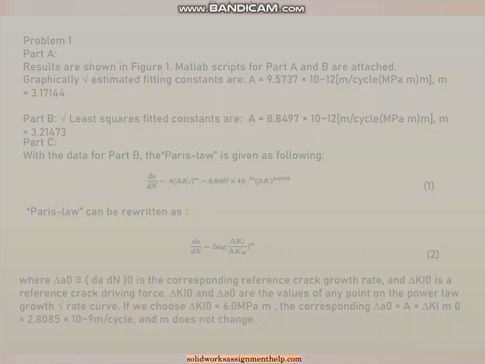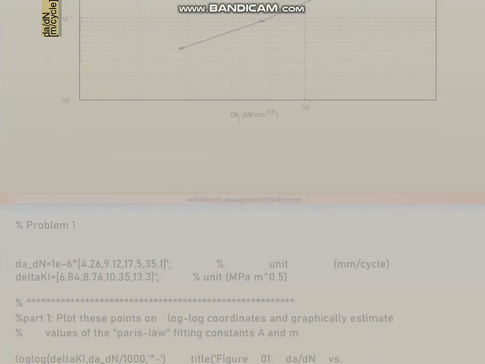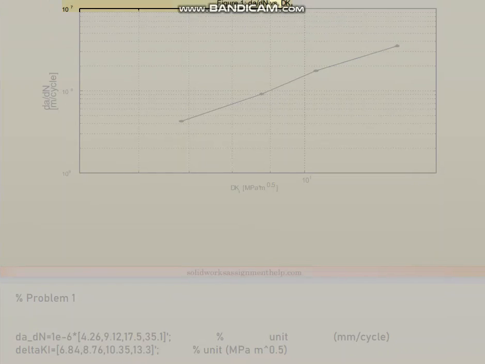SolidWorks assignment help.com. da/dN m/cycle. Figure 1, da/dN versus delta Ki. da/dN m/cycle. delta K MPa square root m.